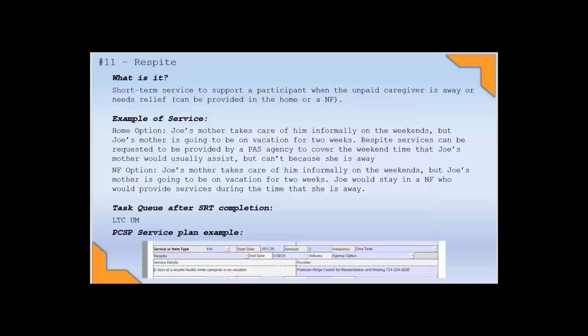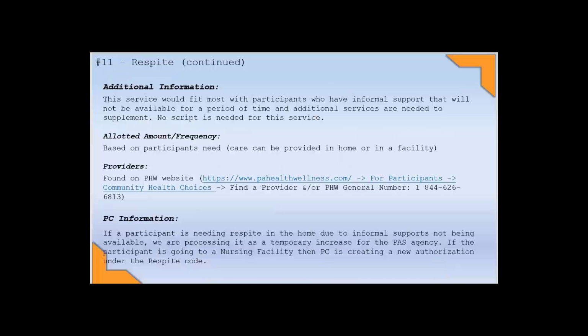So respite, short-term service to support a participant when the unpaid caregiver is away or needs relief, can be provided in the home or a nursing facility. So we gave two different options here. The option of if somebody wants to have respite in their home, so Joe's mother takes care of him informally on the weekends, she's going to be on vacation. Respite services can be requested to be provided by a PAS agency to cover that weekend time. The nursing facility option is the same situation. Joe's mother usually takes care of him, but this time that she's away, Joe would stay in a nursing facility who would provide services. And our test, PCSP example.